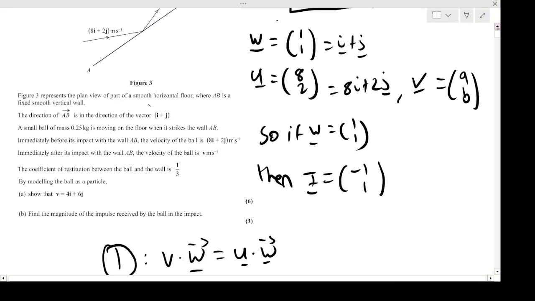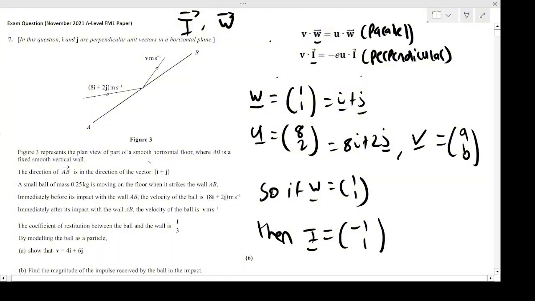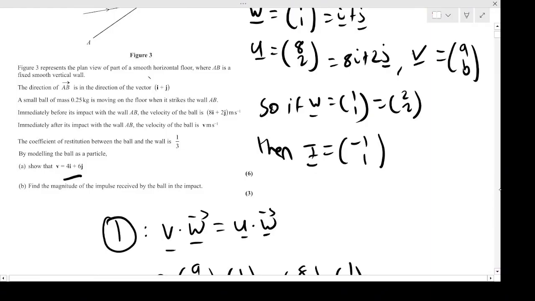So there we are. So hopefully happy in particular that v and u are my velocity vectors. W and I are direction vectors for the wall and the impulse. Okay, it doesn't have to be the actual vector for them. It just has to be a direction vector. So we could take any multiples that we want. So again, if W was 1, 1, we could also take 2, 2, or we could take 3, 3, or anything like that. And then the impulse, we can then reverse the components and then negate one of them. Okay. Anyway, then there we are. Okay, so V is 4i and 6j.